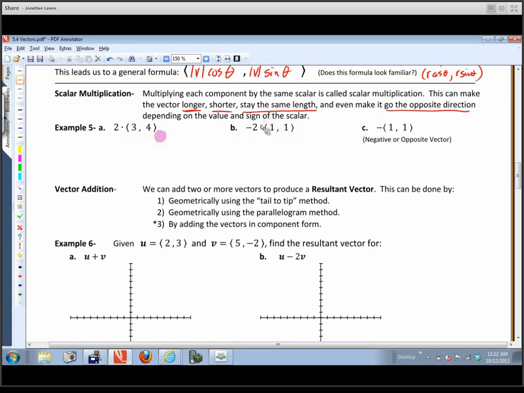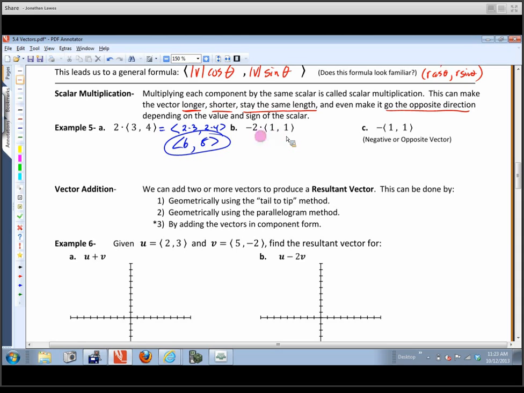So let's take a look at this problem right here. We're going to do 2 times the component vector 3, 4. Well, it's literally this easy. All you have to do is multiply it component by component. That scalar essentially gets distributed through to each one of those. So the new component form would be 2 times 3, 2 times 4. So we'd have 6, 8. That's it. That's the answer. Okay?